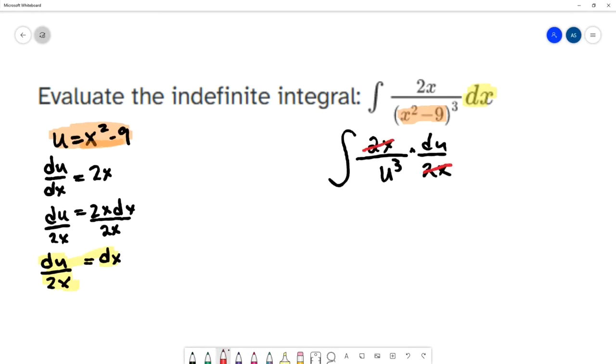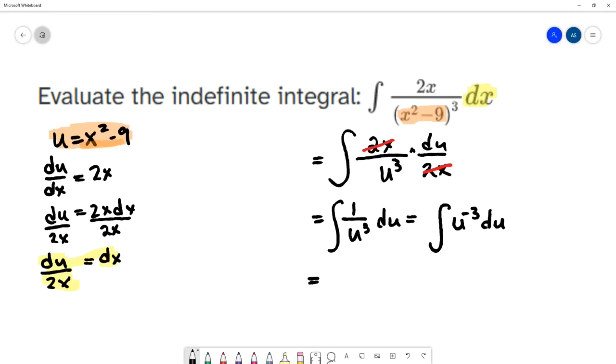Now the 2x's are going to cancel, and hopefully this will show you which antiderivative rule you're going to use to solve the problem. I've got 1 over u to a power, so I'm going to use the power rule to find the antiderivative. That would be the integral of u to the negative 3 du. And using the power rule, we would have u to the negative 2 over negative 2 plus c.